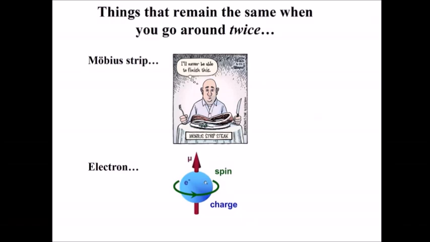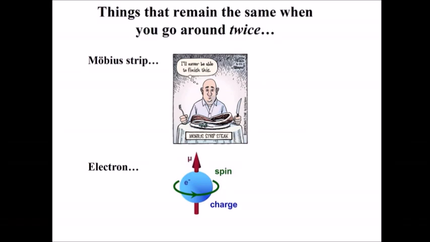But in physics, there's something very important, and that's an electron. If you walk around an electron 360 degrees, it does not look like the same electron. But if you go around a second time, it does look like the same electron. And I would like to give you a demonstration of that.